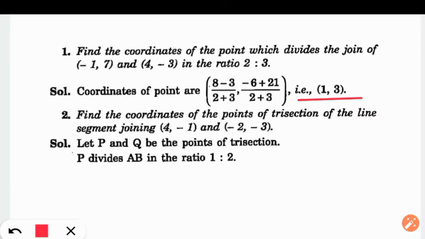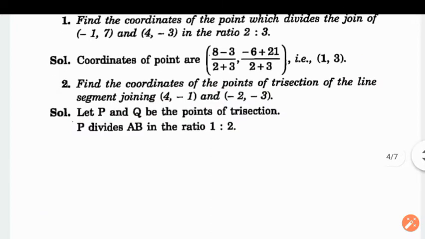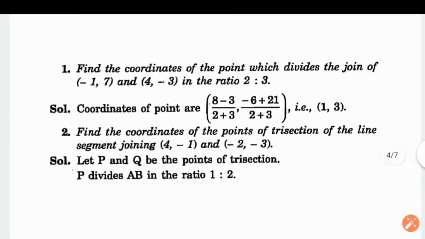Number 2. Find the coordinates of the points of trisection of the line segment joining these two points. So these 2 points are A and B, and we need to find P and Q. In that case, first we need to know what is the ratio between AP and PQ, between AP then P to B. It is 1:2, right? So let P and Q be the points of trisection.